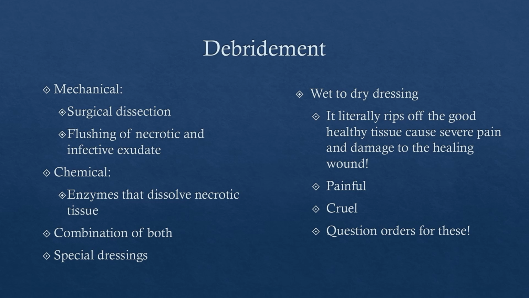We can also use certain types of dressings to debride. There is a controversial method of debridement called wet to dry dressings. These used to be used all the time and involved putting wet gauze in the wound, letting it fully dry, and then ripping it out of the wound to mechanically debride the wound.